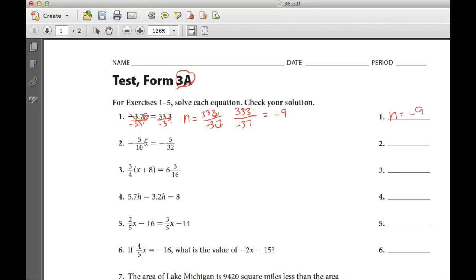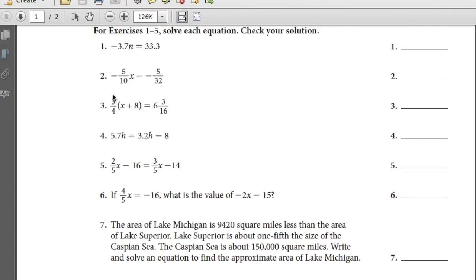For number 2, again, we're trying to isolate that variable, so let's get rid of the negative 5/10. So let's multiply by negative 10 over 5 so that the 10s and the 5s cancel out. And if I multiply by negative 10 over 5 on the right, the 5s cancel out, and then we also can simplify here by 1/2. Half of 10 is 5 and half of 32 is 16. Don't forget that negative sign there. So the final answer should be x equals negative 5/16.